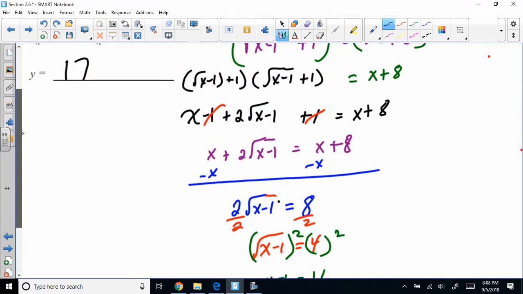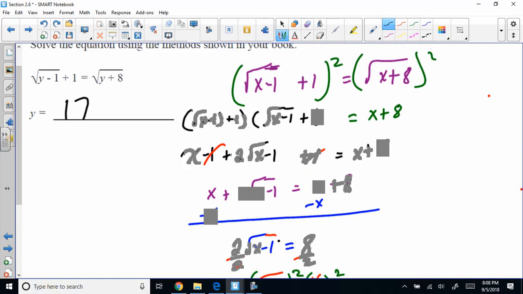Just pick one, it doesn't matter. Fill it in.